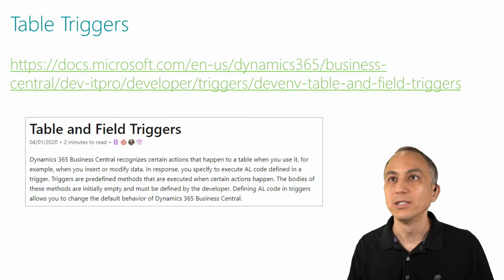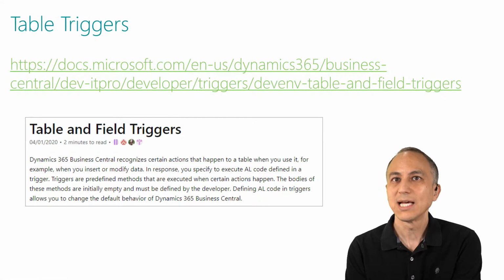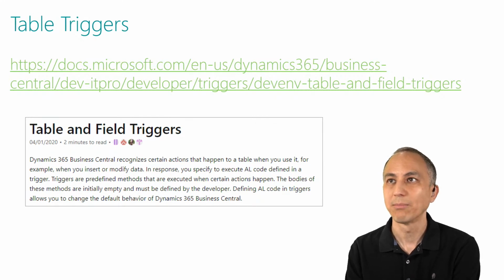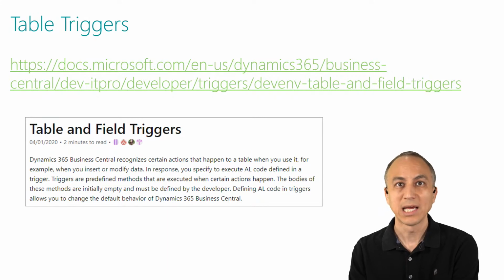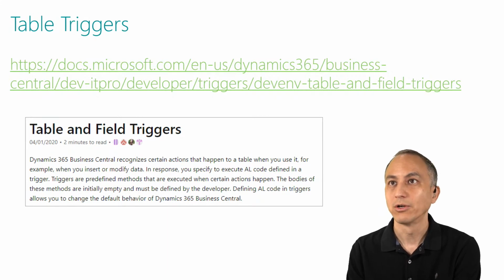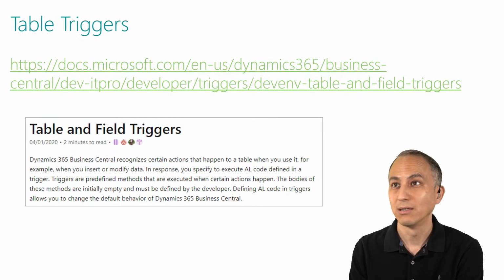So table triggers. Business Central recognizes certain actions that happen on a table when you use it, for example, when you insert and modify data. So if I'm inserting data into a table or a field, triggers, pretty cool. In response, you specify AL code to be executed in a trigger. They are predefined methods based on certain actions. Bodies of these methods are initially empty and must be defined by the developer.